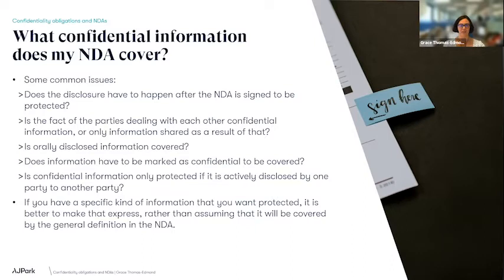So I think if you have it in mind when you enter into the NDA, it's better to just list those things as confidential information if you can, in a non-exclusive sort of way. So it covers all your other information, but it includes these particular things.